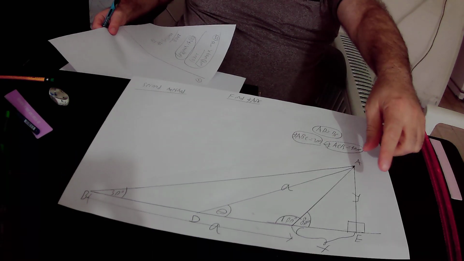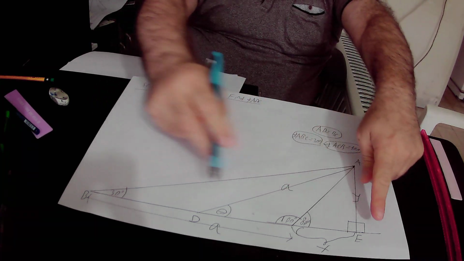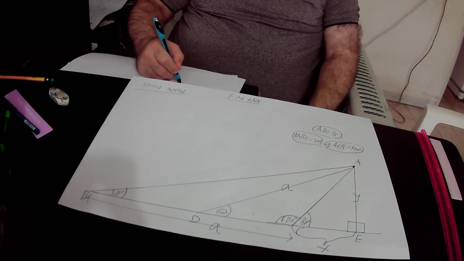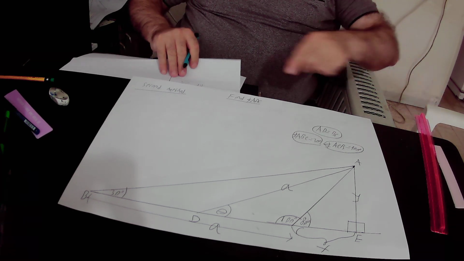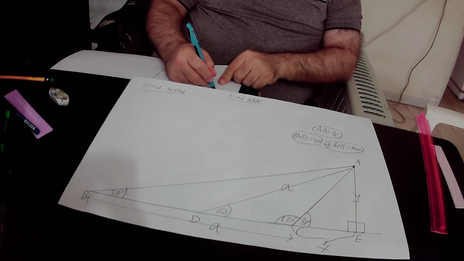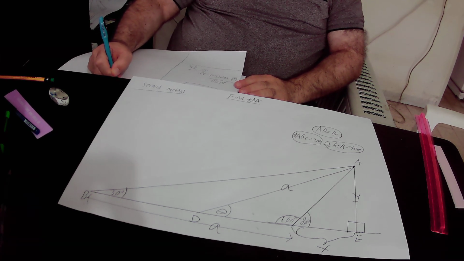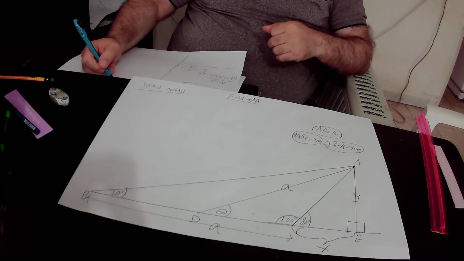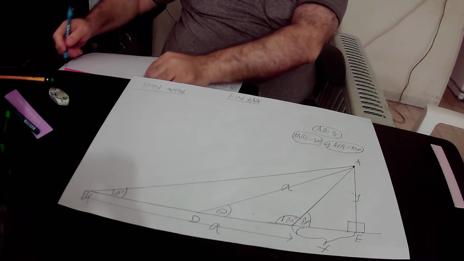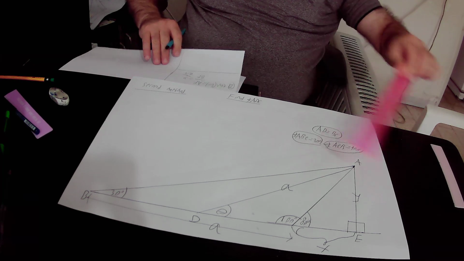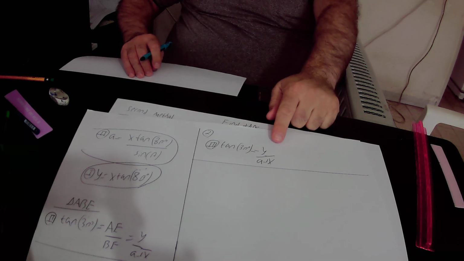But AE equals Y according to our definition, and BE equals A plus X. So in conclusion, we found out that, according to equation number 3, tangent 30 degrees equals Y over A plus X. I repeat again, according to equation number 3, tangent 30 degrees equals Y over A plus X.